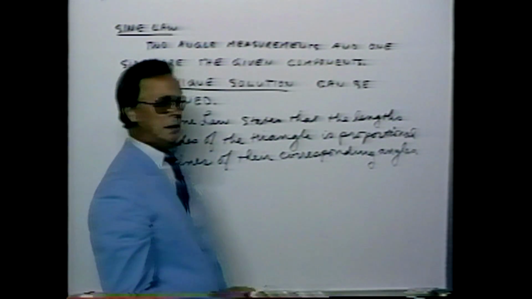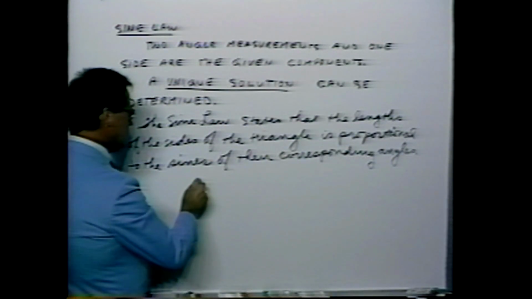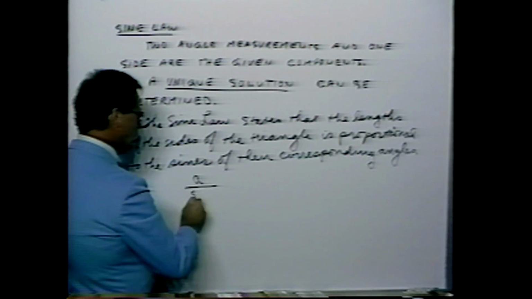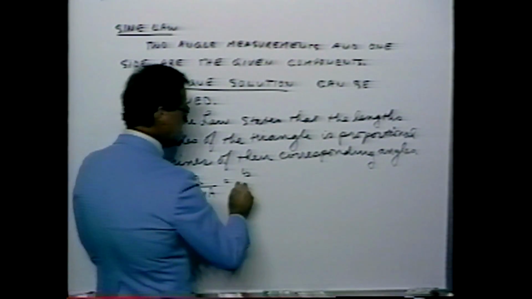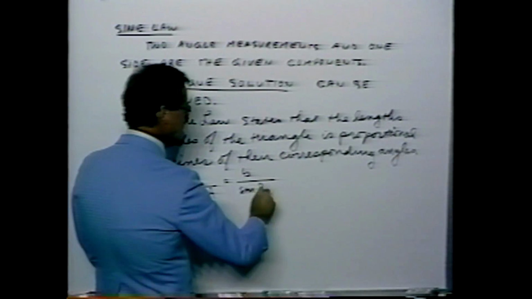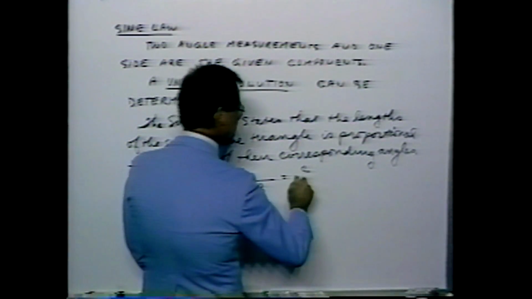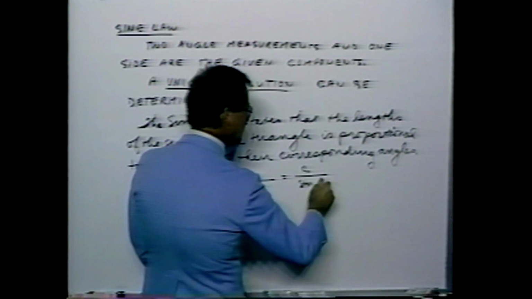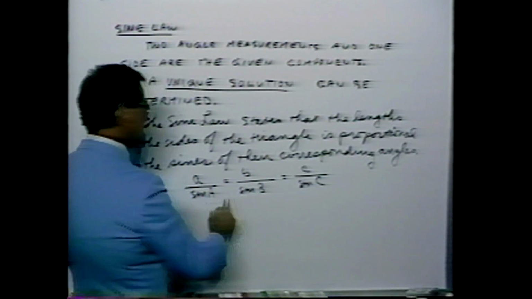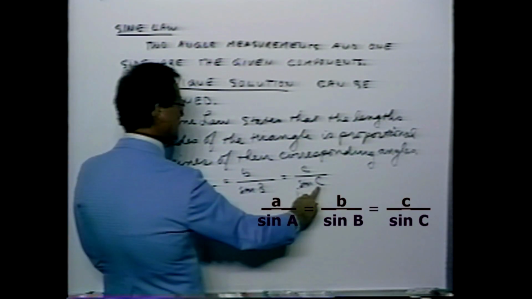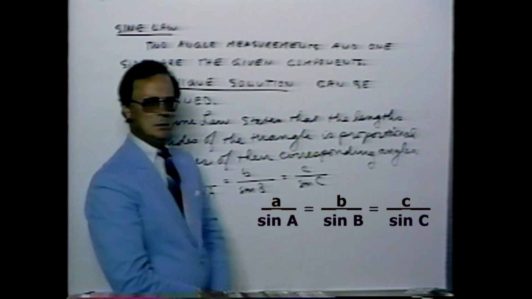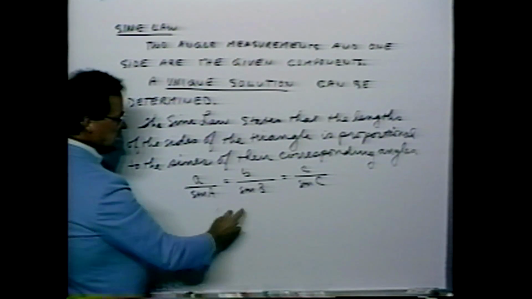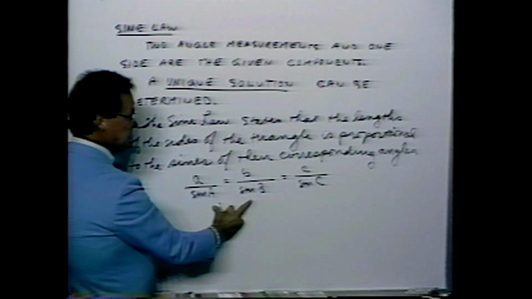In symbols, as proportions, we have a over sine A equals b over sine B equals c over sine C. The letters along the bottom are capital, representing the angles. Letters across the top are small letters representing sides. There are 6 possible combinations of ratios. Therefore, we have 3 proportions.